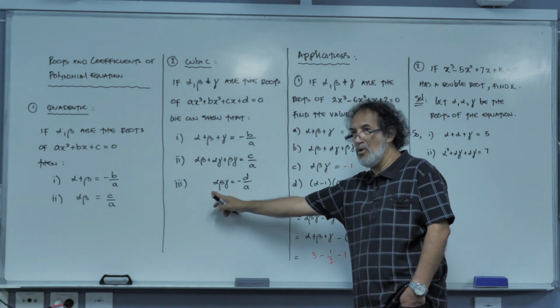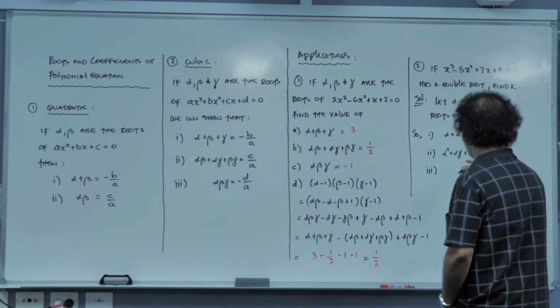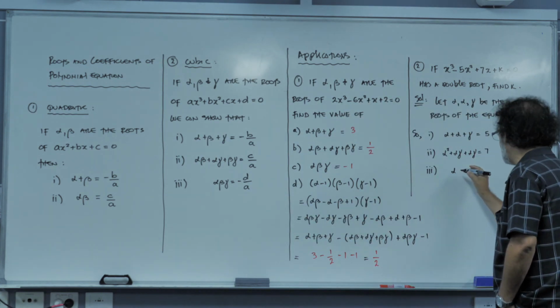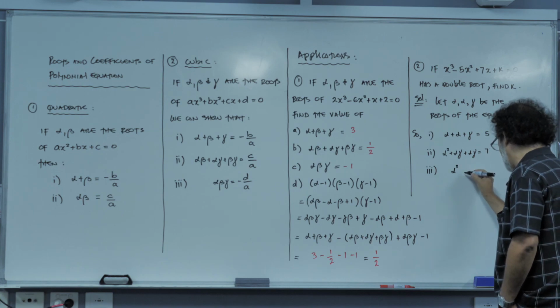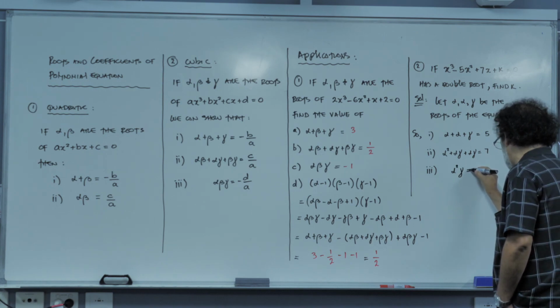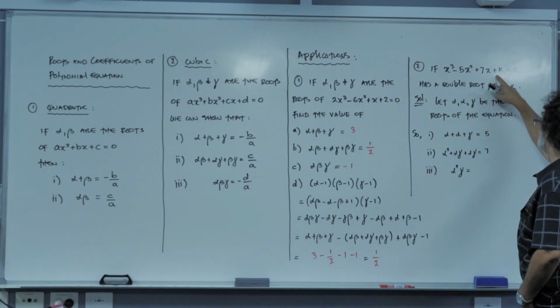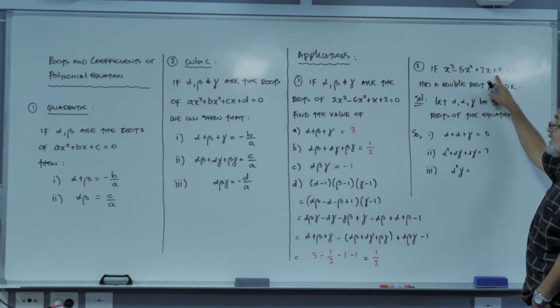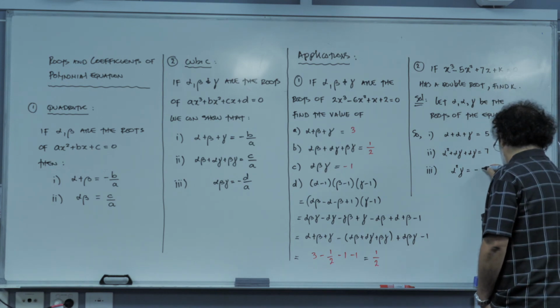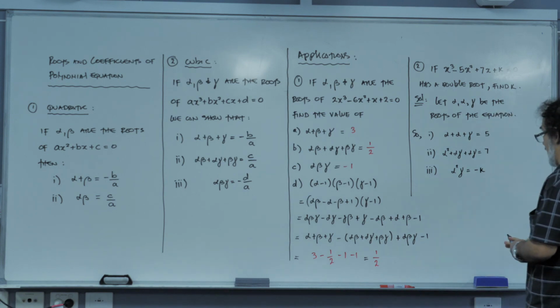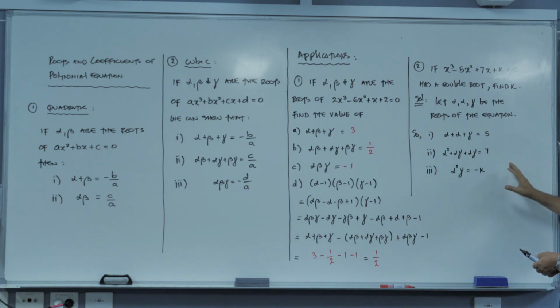When you multiply them together, in this case we have alpha multiplied by alpha, which is alpha squared, multiplied by gamma, is equal to negative d on a. So that is going to be equal to negative k. Now, from here we're going to have to find the solution.